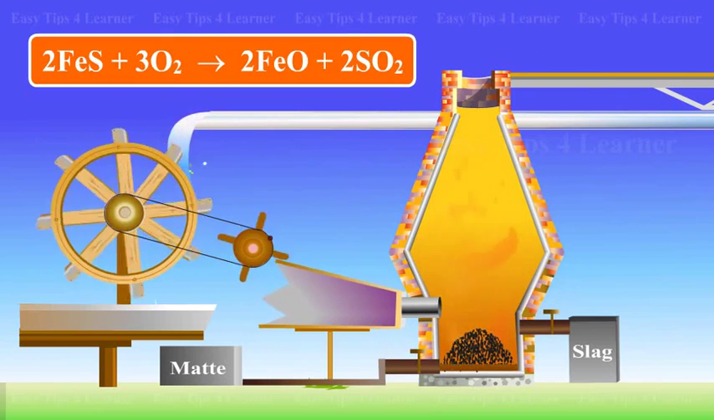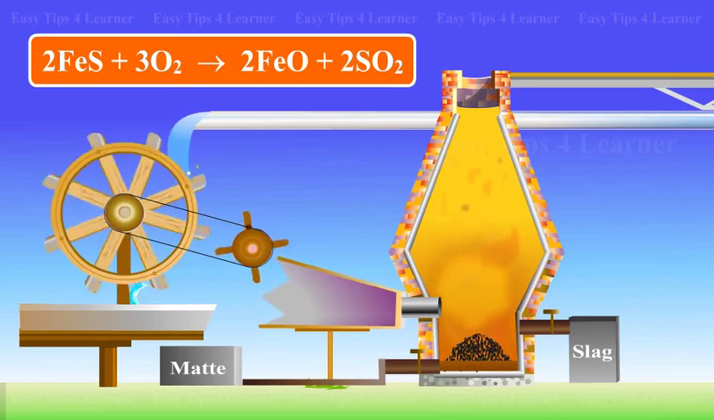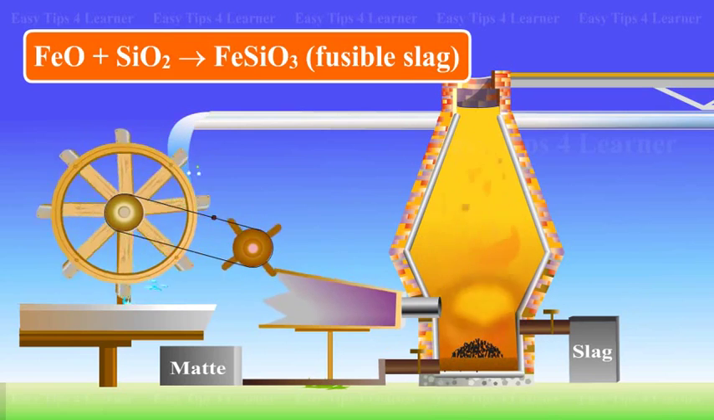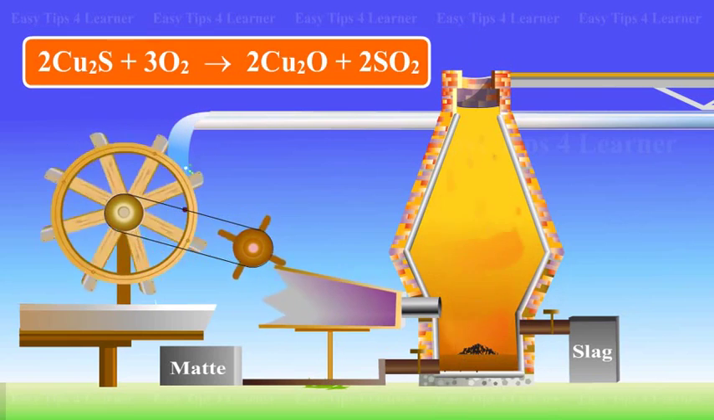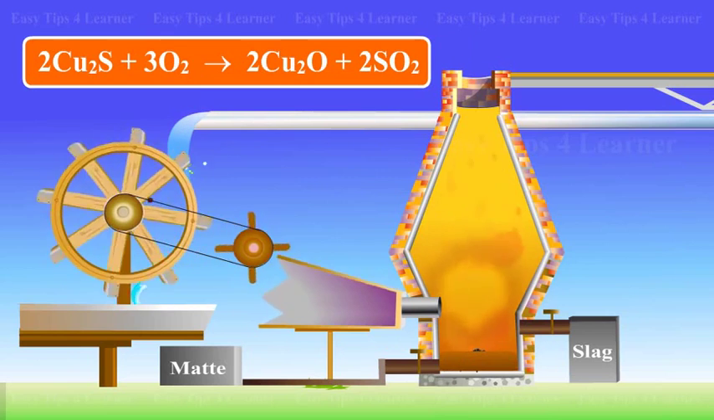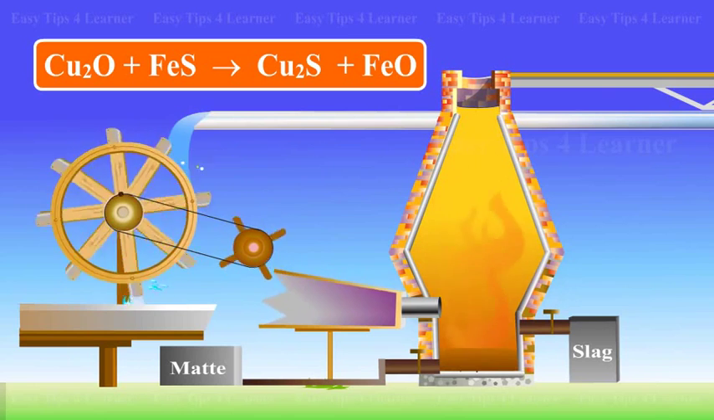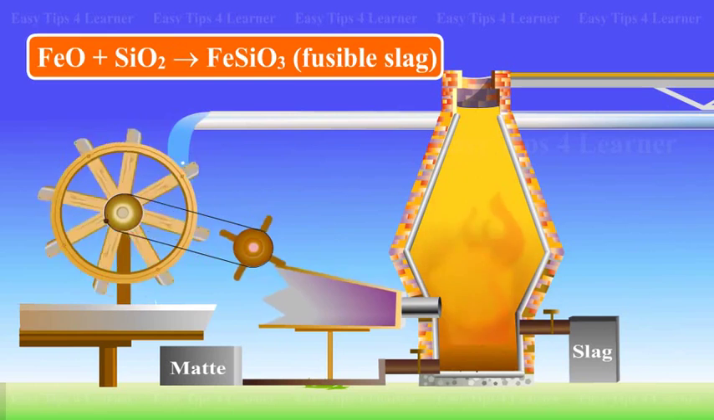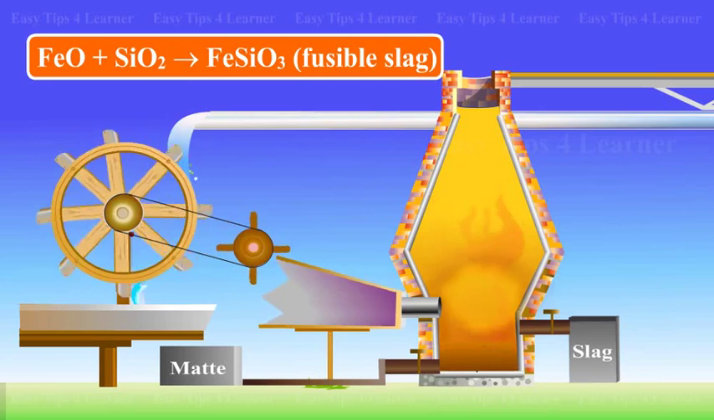Iron sulfide plus oxygen gives iron 2 oxide plus sulfur dioxide. Iron oxide plus silicon dioxide gives ferrosilicate, that is a fusible slag. Copper glance plus oxygen gives cuprite plus sulfur dioxide. Cuprite plus iron sulfide gives copper glance plus iron oxide. Iron oxide plus silicon dioxide gives ferrosilicate, that is a fusible slag.